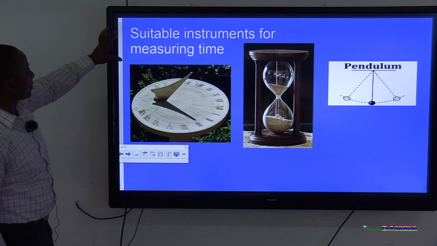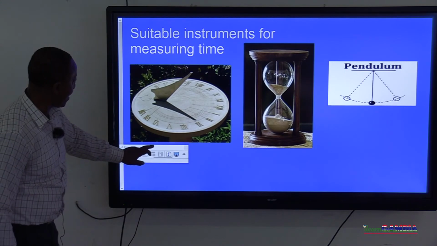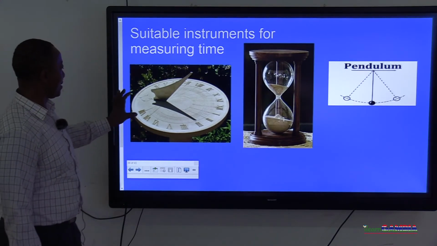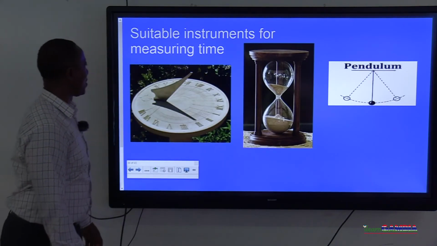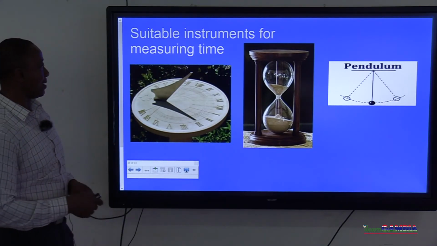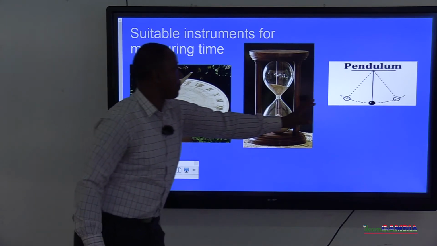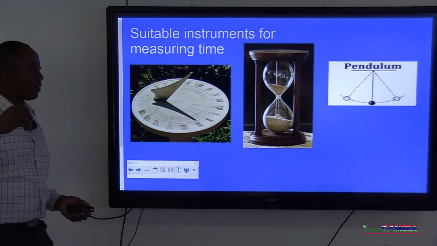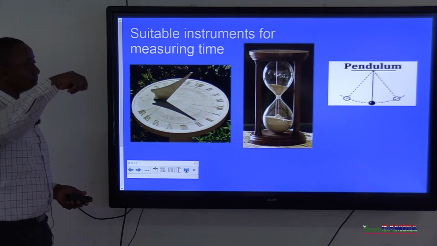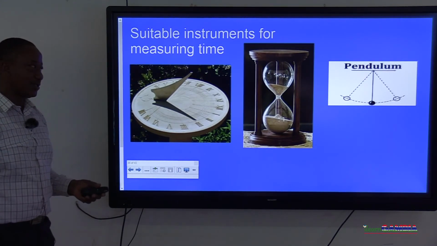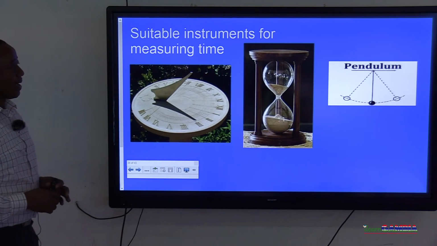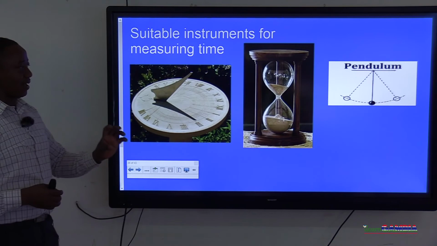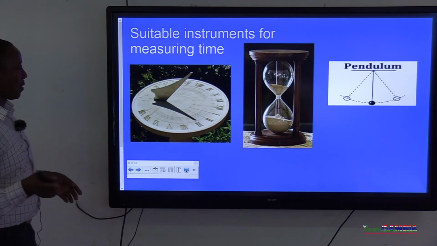And for time, we have some objects. In the past, they were using these objects to measure time. Here is a pendulum, which is simply a metal ball that is tied to a string, and you hang it freely and let it swing from one end to the other, and that will help you to count how many times it has swung.